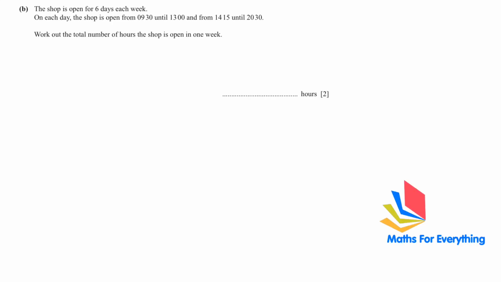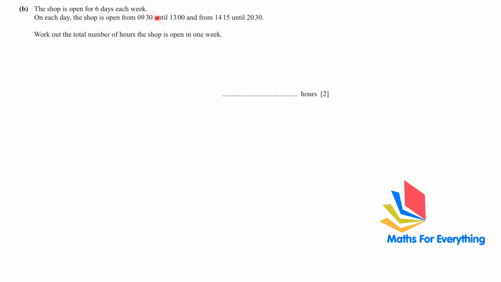Part B. The shop is open for 6 days each week. On each day it is open from 9:30 to 13:00 and 14:15 to 20:30. Work out the total number of hours the shop is open in 1 week. So from 9:30 then we'll have 10, 11, 12 and 13. How many hours? This is 30 minutes, right?